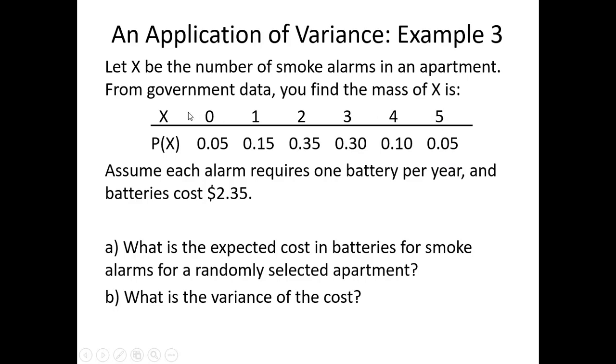So here we have our probability mass function, or probability distribution. It's called either of those. Now, assume each alarm requires 1 battery per year, and batteries cost $2.35. We want to know 2 things. What's the expected cost in batteries for smoke alarms for a randomly selected apartment? And what's the variance of cost?